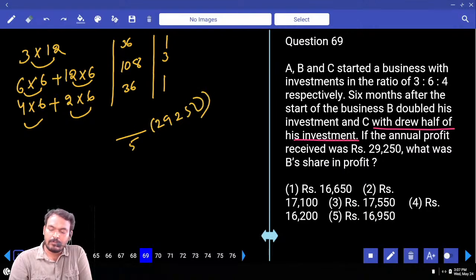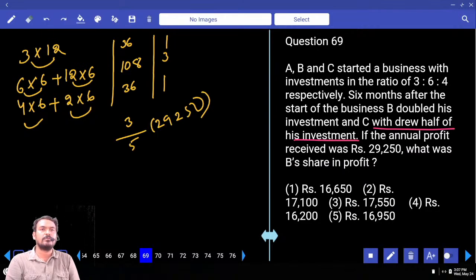29,250. We required how many parts? 3 parts. Means 60% or 30%? 60%. 60% means 50% plus 10%.